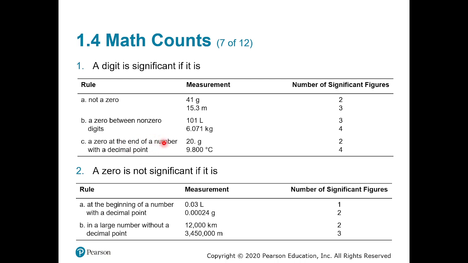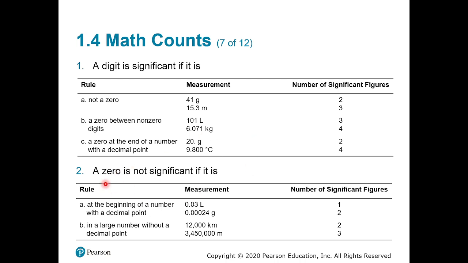A 0 at the end of a number that has a decimal place is going to be significant. So 20 with a period for that decimal place, that's 2 significant figures. This one right here is 4 significant figures. See how it has the decimal place right there? Making these last 2 zeros significant.